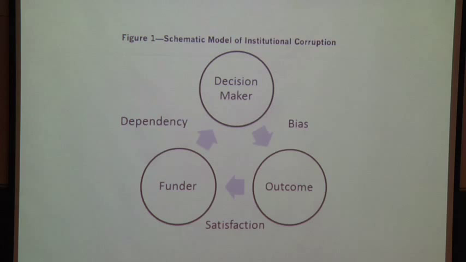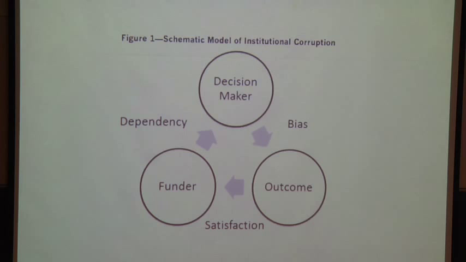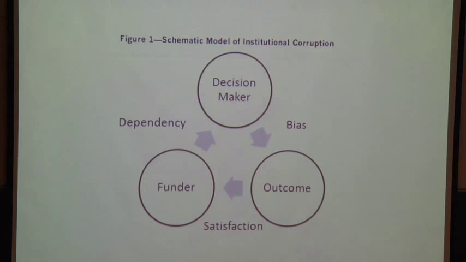And that bias produces an outcome that then gives satisfaction to the funder. So this is the mechanism of institutional corruption as Chris Robertson was describing it. And one solution to that problem is the same solution that was described by Lowenstein in the context of disclosure, which is basically destroy the dependency, make it so there isn't funding. So if there is no funding, then you don't have to worry about bias.